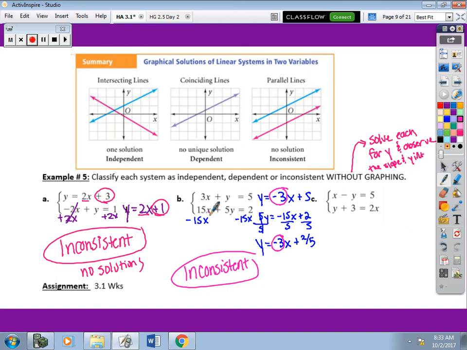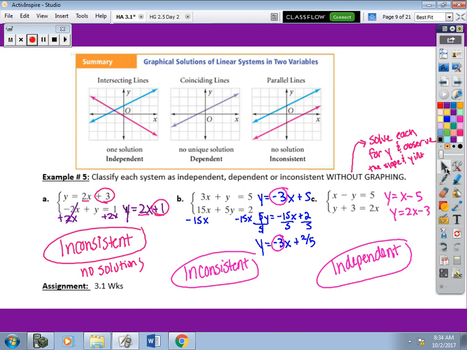How about the last one? Lexi? Independent. Which I'm shocked I didn't put one of each kind, but I didn't. So it should be independent. This one we will get y equals x minus 5. And y equals 2x minus 3. Different slopes, therefore independent.